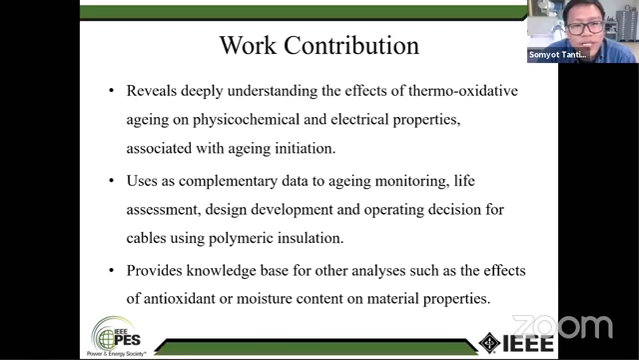with this work, we gain a deeper understanding of the effect of thermo-oxidative aging on the physical, chemical, and electrical property changes. This work can be used as complementary data for aging monitoring, life assessment, design development, and operating decisions for the cables, and provide a knowledge base for other analyses, such as the effect of antioxidant. We can use space charge to analyze the effect of antioxidant on the charge transport and any change in the electrical property or moisture content on the material properties.